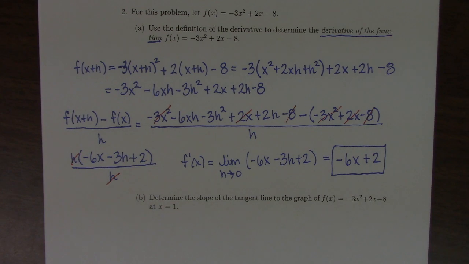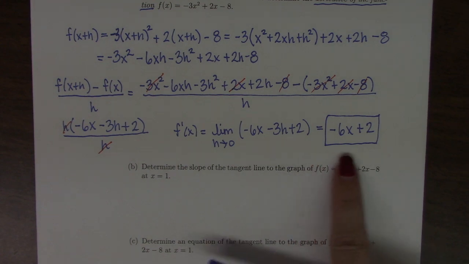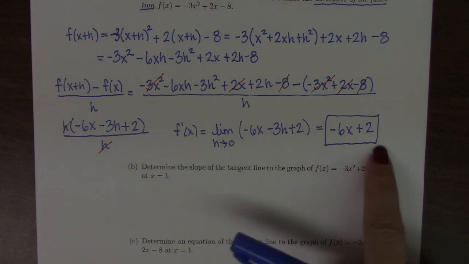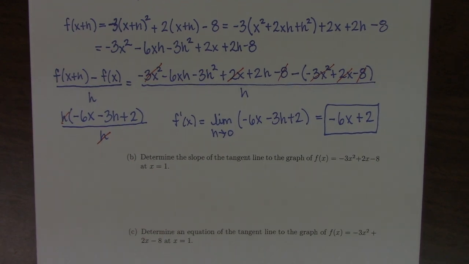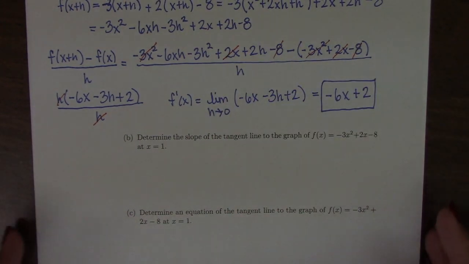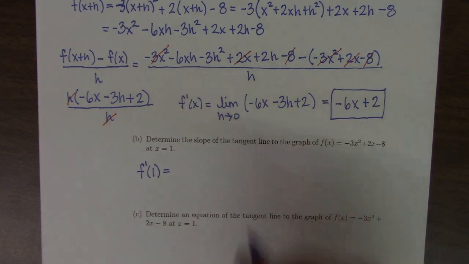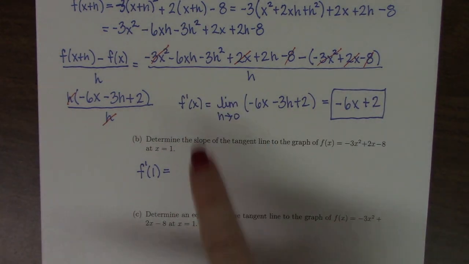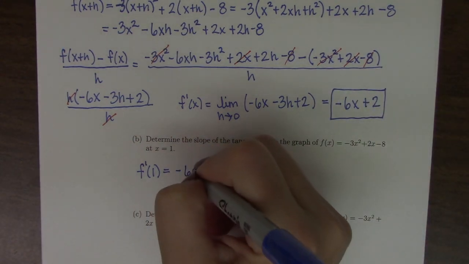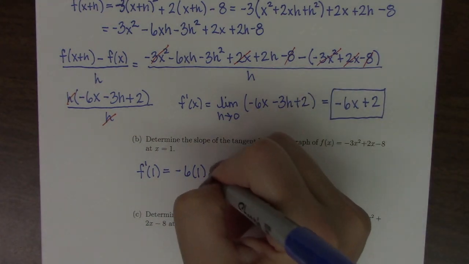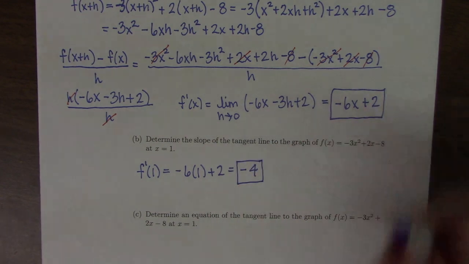Part B asks us to determine the slope of the tangent line to this graph at x equals 1. Since I have a function here that represents the slope at any value x, now I can repeatedly calculate slopes very quickly for as many values of x as they want to give me. So what this is really saying in these instructions is to find f prime of 1. There's no reason for me to start this process all over again because I've now found the general form of the derivative. So I can just say, that's negative 6 times 1 plus 2, and this gives me negative 4.